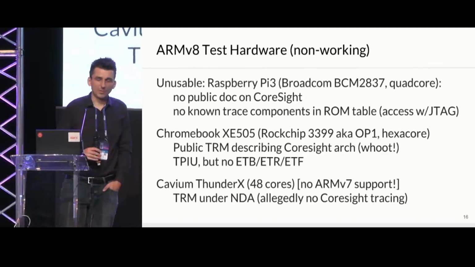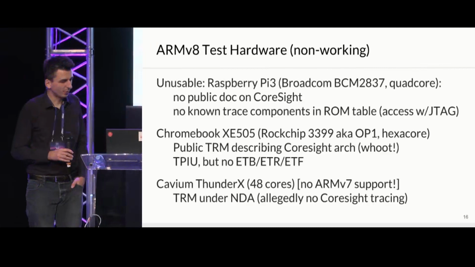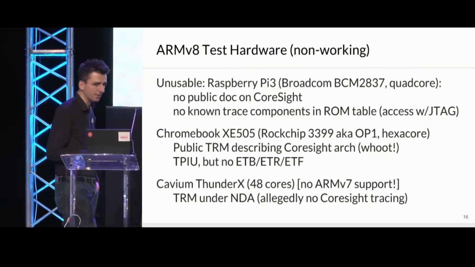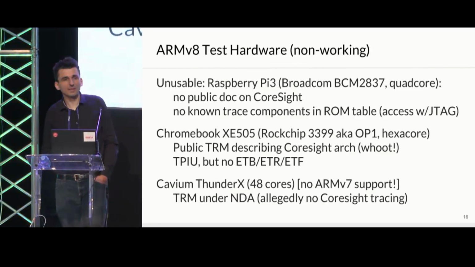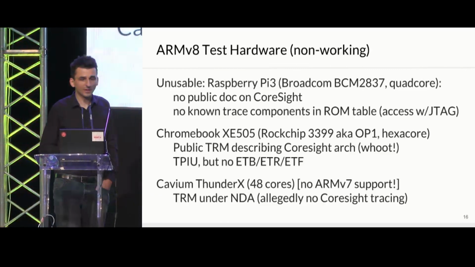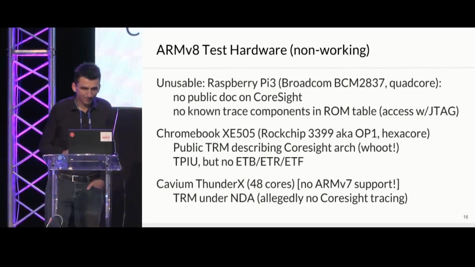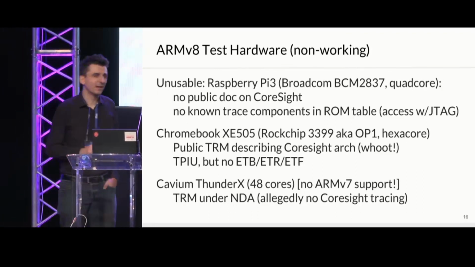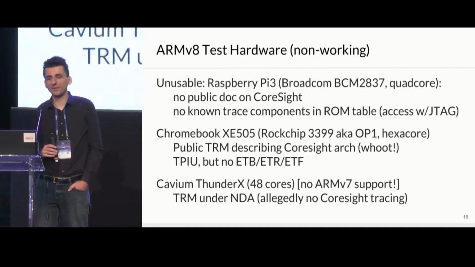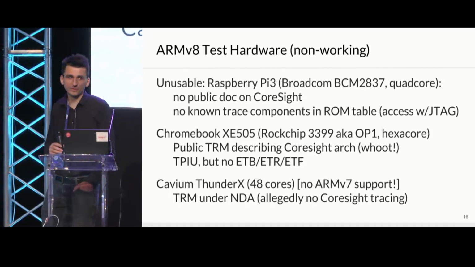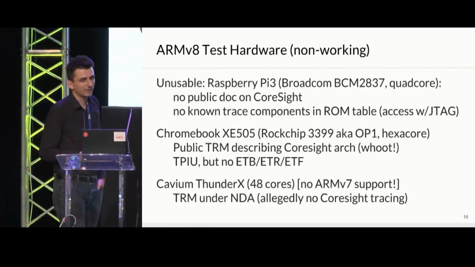Then I had a Chromebook with a Rockchip chip, which is actually a pretty nice CPU. I didn't expect that. There's a public technical reference manual that is fairly complete, and it also describes the CoreSight architecture. But for some reason, they decided to skimp on the buffers. You can do hardware tracing through the TPIU, but they didn't integrate any buffers or routers or funnels.